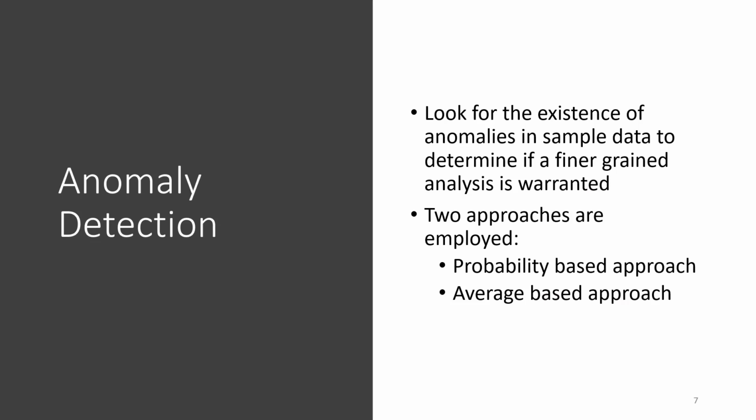So we take that data and then we first see if there are any indicators of anomalous performance in the sample data. So this is to determine if the subsequent steps, so anomaly identification and localization, is even necessary. We do this in two different ways. We break it up into a probability-based approach and an average-based approach. And if one of those two tests indicate that there is an existence of performance anomalies, we then go into our finer grained analysis.